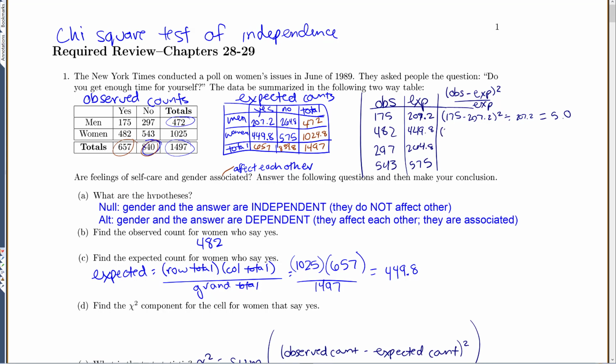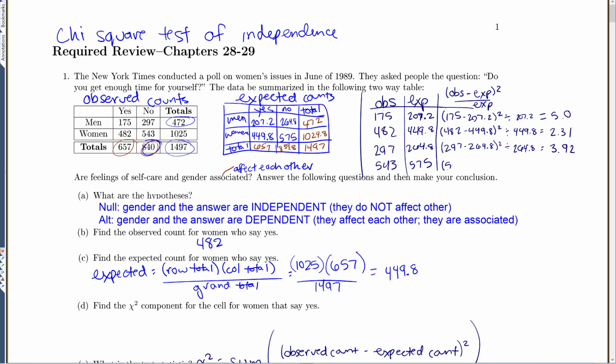And our next one will be 482 minus 449.8 squared divided by 449.8, which gives me 2.31. And 297 minus 264.8 squared divided by the expected. Make sure you divide by the expected, not the observed. So we get 264.8. That should give me 3.92.